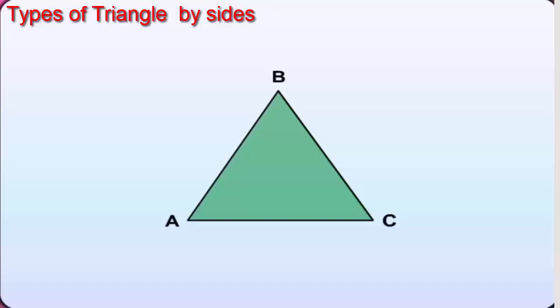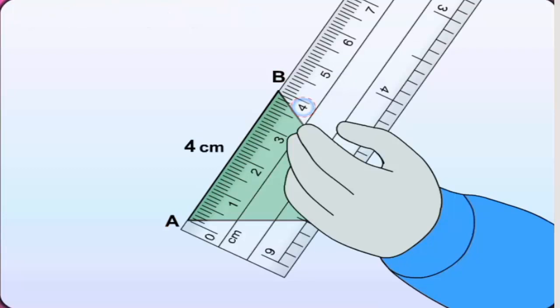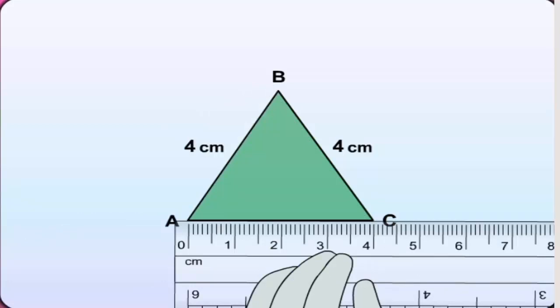This is a triangle ABC. Now let us measure the length of the sides of this triangle. Here, the side AB is 4 centimeters long. The side BC is 4 centimeters long. And the side CA is also 4 centimeters long.